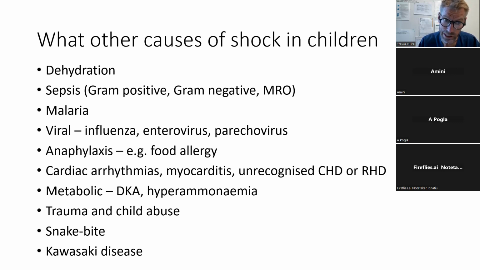Sometimes shock is cardiogenic. And so think, could this child who's in shock be having a cardiac arrhythmia, or could they have unrecognized rheumatic heart disease or congenital heart disease, or myocarditis from a viral infection or some other infection? Children who have diabetic ketoacidosis sometimes present in shock because they're so severely dehydrated.